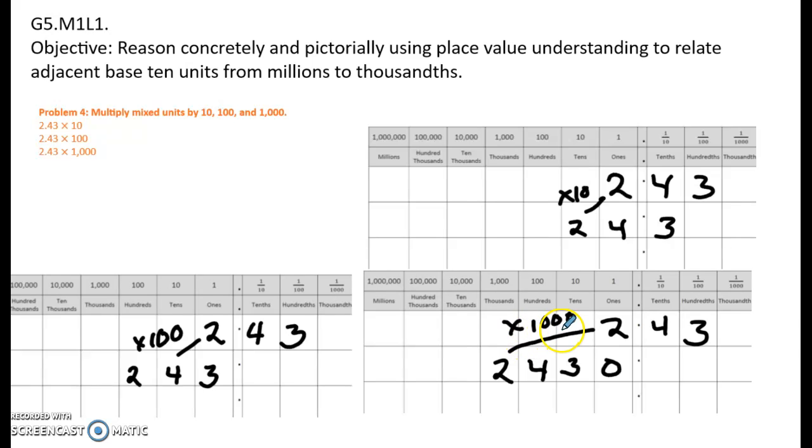And finally, times 1,000, 2 thousands is 1,000 times greater than 2 ones. 4 hundreds is 1,000 times greater than 4/10. 3 tens is 1,000 times greater than 3 hundredths. And of course, to complete our whole number, we would need a 0 in the ones place.